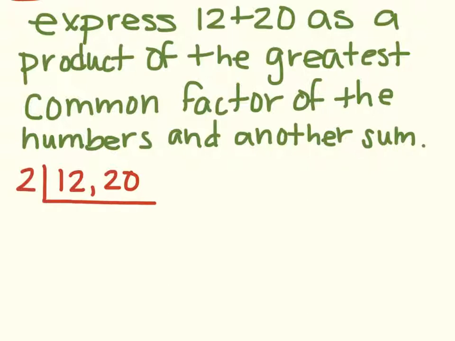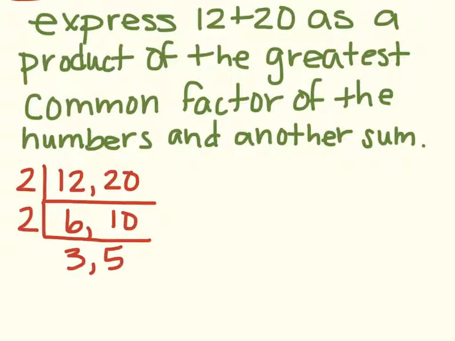So 2 is our least prime factor. That goes in 6 times and 10 times. Once again, 2 is our least prime factor, leaving us with 3 and 5. Oh, looks like I need to stop there. 3 and 5 are both prime. Okay, so our greatest common factor is 2 times 2, which gives us 4. All right, so I've completed step 1. Our greatest common factor of 12 and 20 is 4. Now let's go on to the next step.